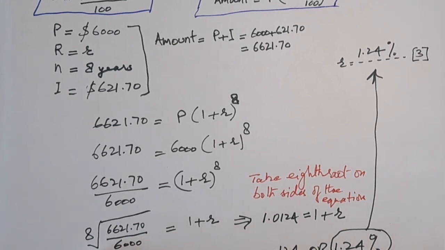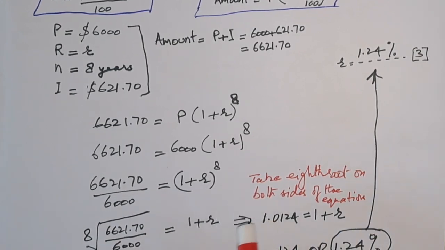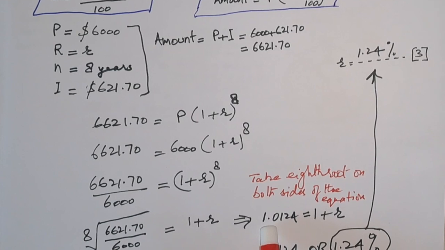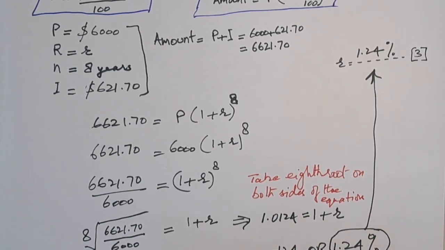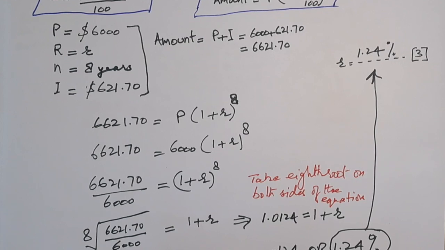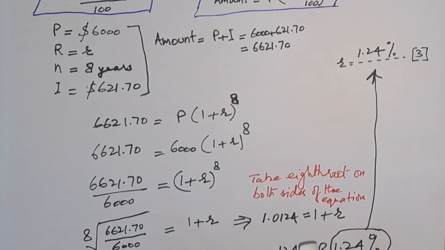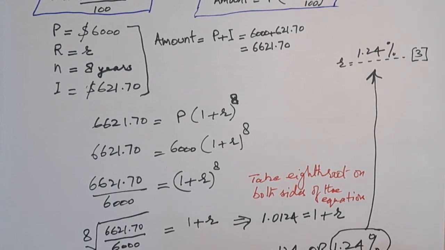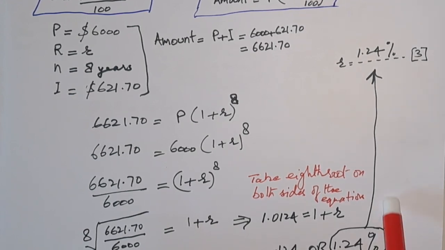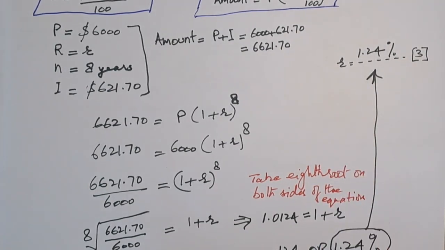Here we have the 8th root. Work out on the calculator. This will give you 1.0124 is equal to 1 plus r. R is equal to 1.0124 minus 1 is equal to 0.0124, and in percentage we multiply this with 100 and get 1.24% and write the answer and score 3 marks.